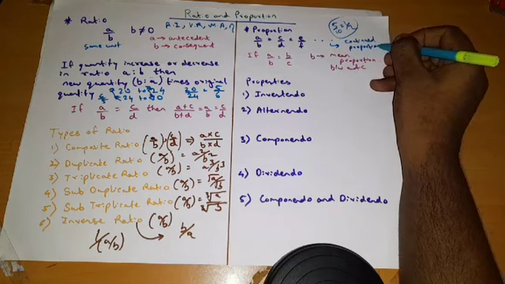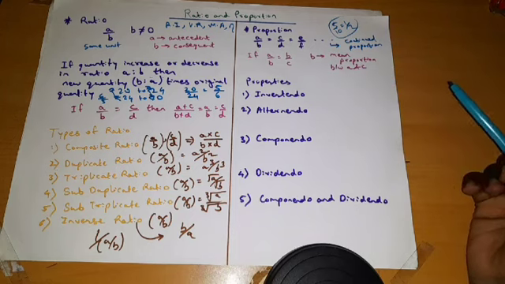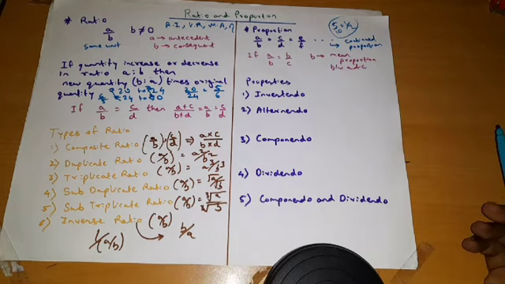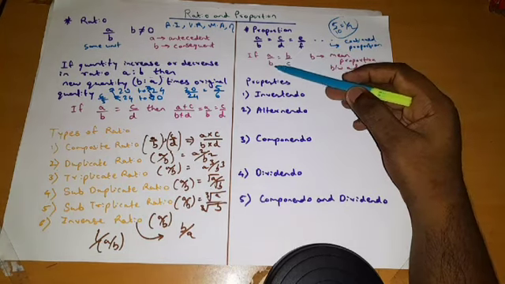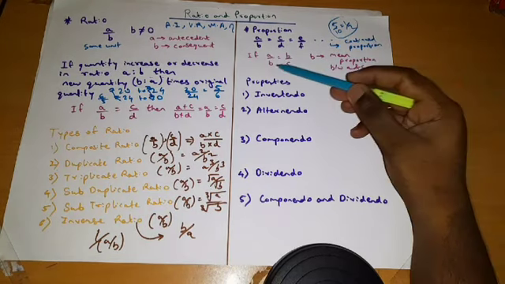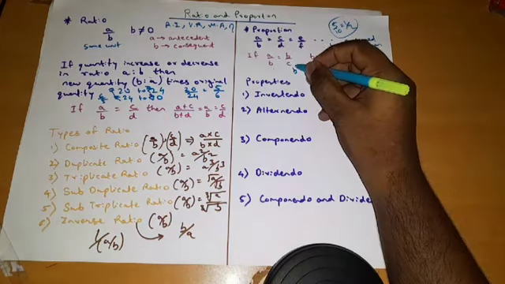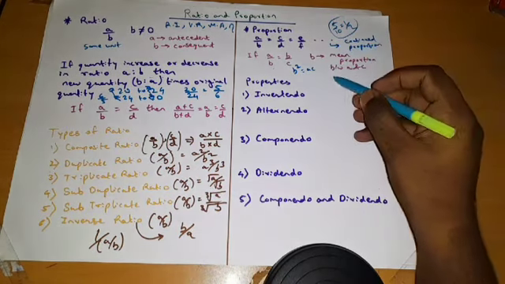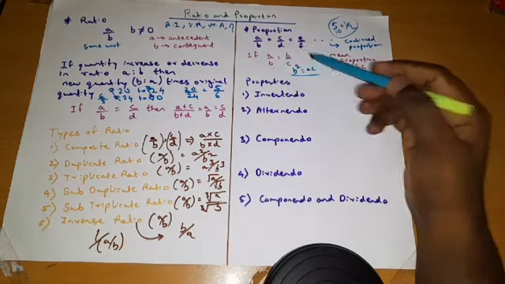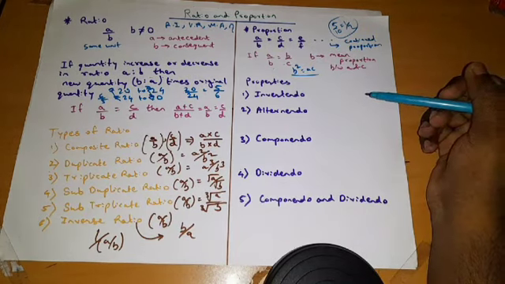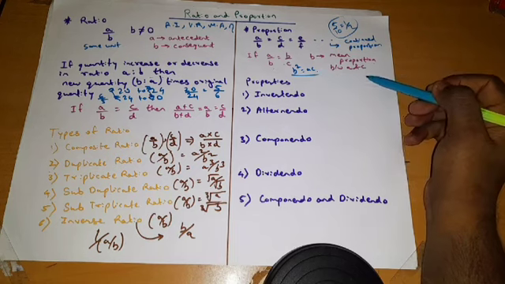Another one. Sometimes in a question, mean proportion is mentioned. What does mean proportion mean? If A upon B is equal to B upon C, then B is the mean proportion between A and C. Therefore B square is equal to AC. Sometimes it is given indirectly as B square is equal to AC, which means B is the mean proportion between A and C.